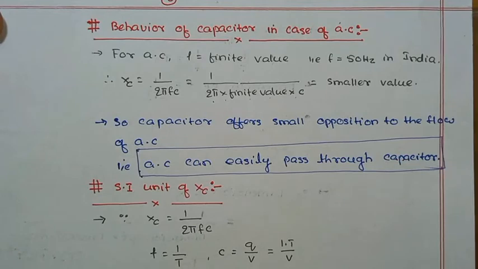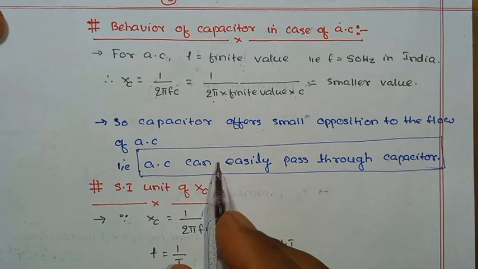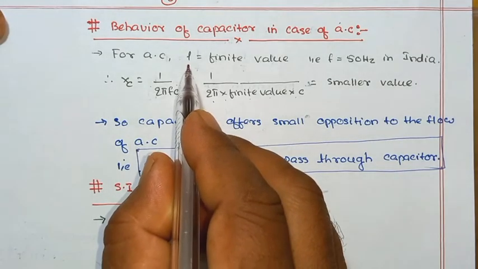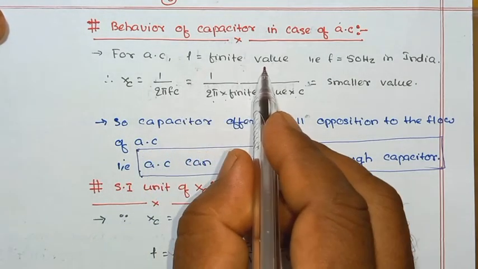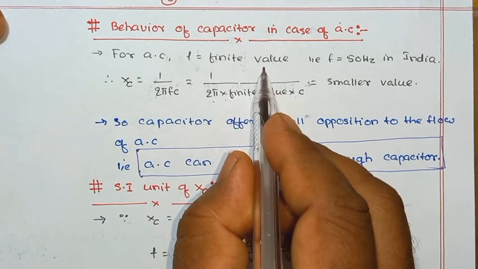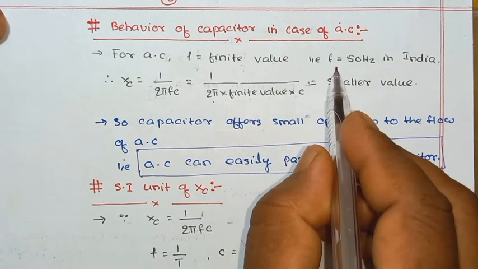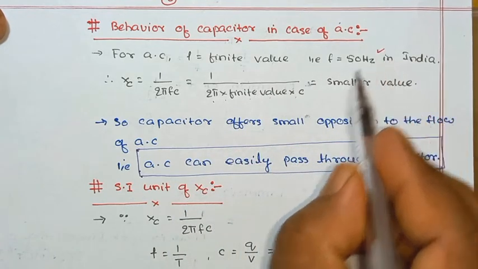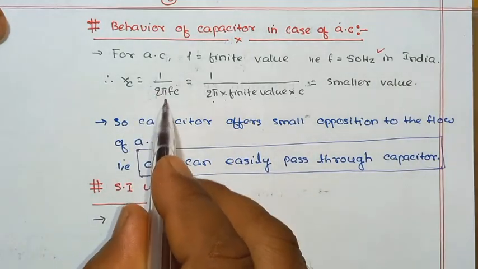अभी देखेंगे behavior of capacitor in case of AC. For AC, the supply frequency F is some finite value, like in India, F is equal to 50 Hz. Therefore, Xc is equal to 1 by 2 pi F c.